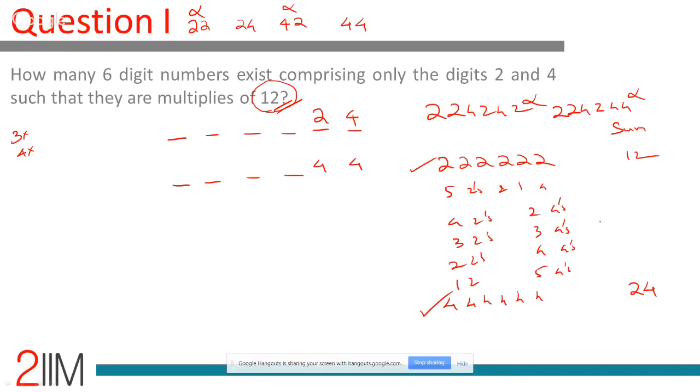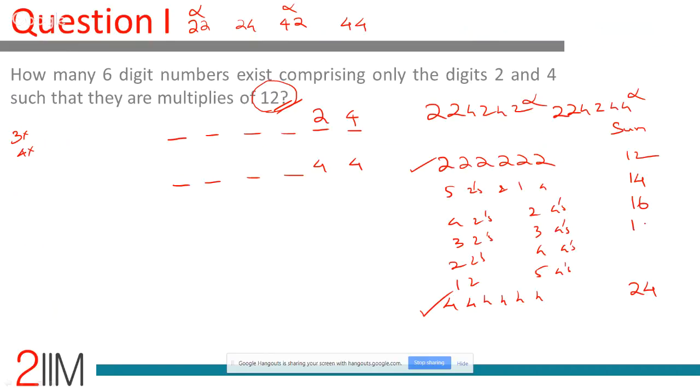These are the combinations possible as far as we're thinking about how many 2s are there and how many 4s are there. And the sum of all these digits is 12. These are 5 2s and 1 4. 10 plus 4, 14. 4 2s and 2 4s. 4 into 2, 8. 2 into 4, 8. Total 16.